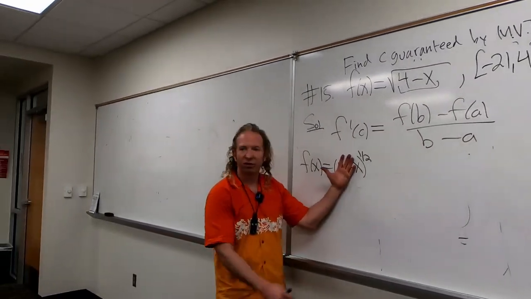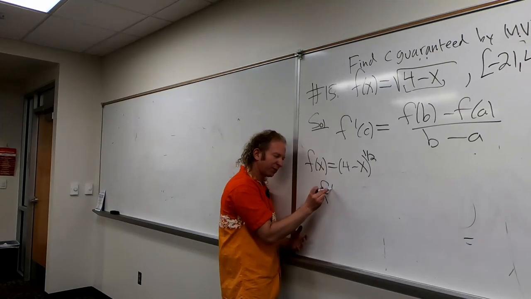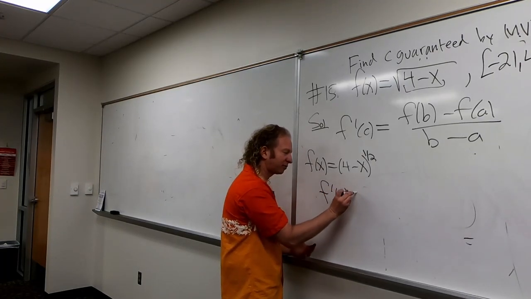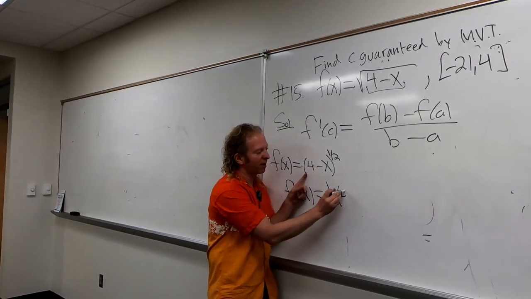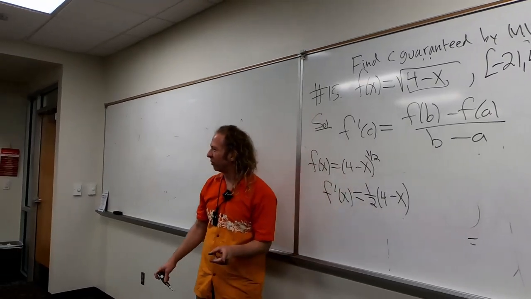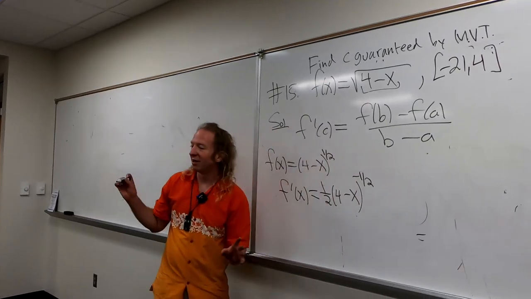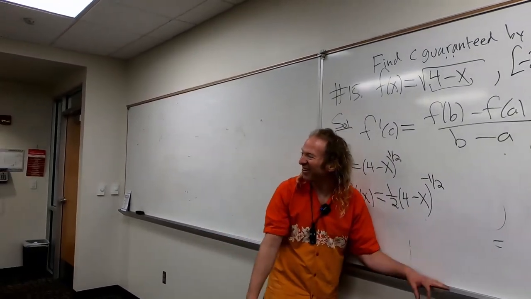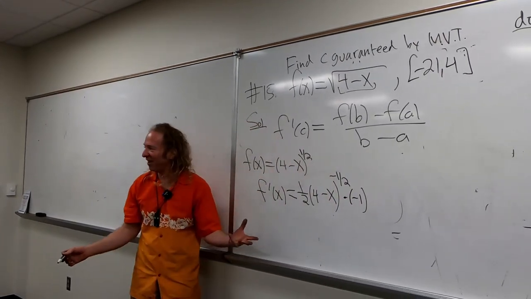And so now we'll take the derivative. We'll use the chain rule here, right? We'll put the 1/2 in the front, subtract 1. So f prime of x, this will be 1/2 times 4 minus x, and then we subtract 1, so it would be to the -1/2. Good. Is that it? No. The inside. Oh, you remember? Times -1.